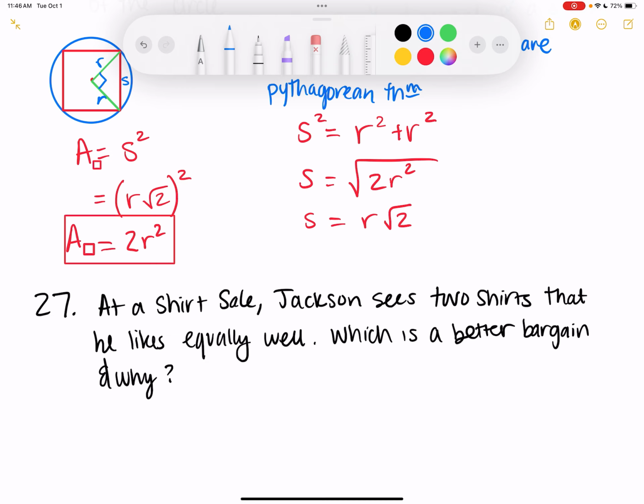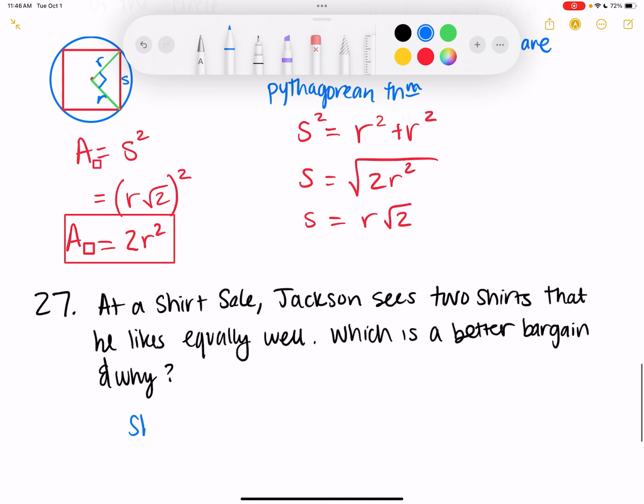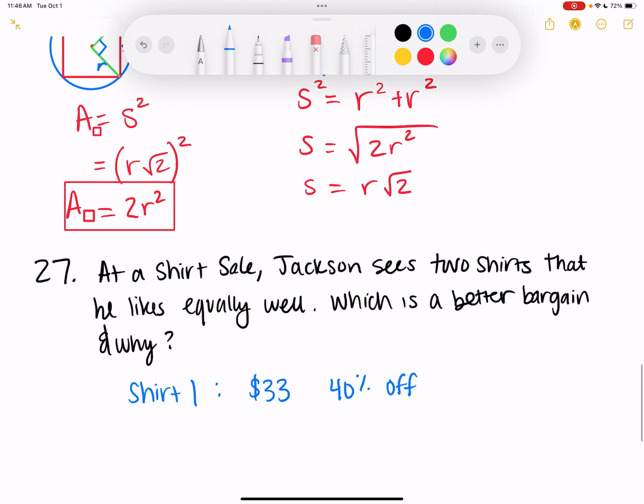I'm just going to do it this way. I'm not going to draw the pictures of the shirt. But shirt 1 is $33 and it is 40% off. Shirt 2 is $27 and it is 25% off. So basically, I want to see at the end of the day which shirt is cheaper.